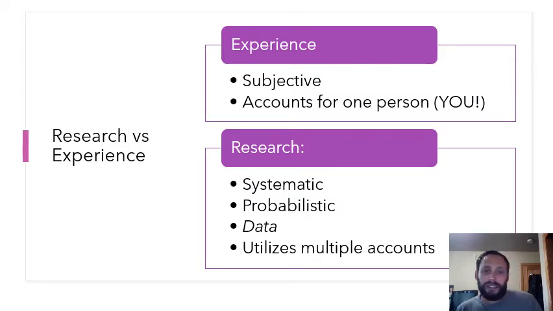Whereas actual research is the true empirical way of looking at things. It's systematic, it's probabilistic, it utilizes data, and we utilize multiple accounts. It's not just you anymore, but rather we're utilizing the aggregate sum of many people in research. So really, this is a research methods class, so we're not going to be focusing on experience at all. I'm not going to be talking about the anecdotal part of what you experience versus what I experience. We're going to talk about the aggregate sum of individuals overall.